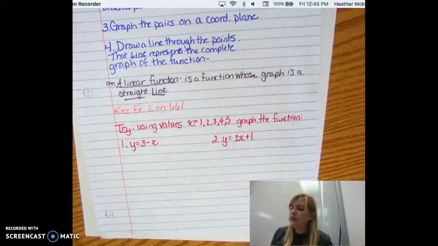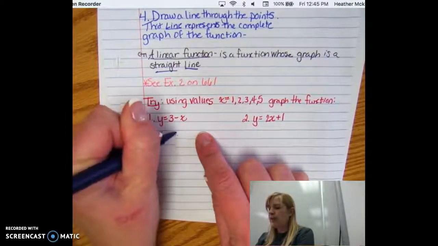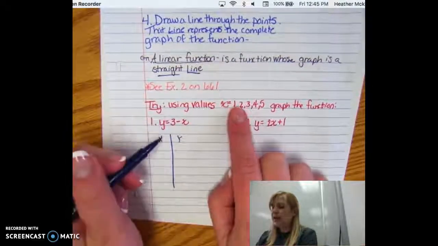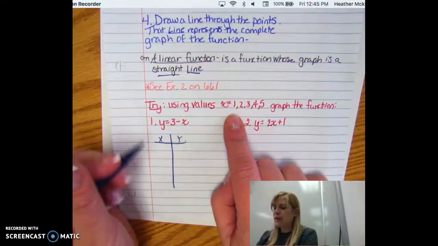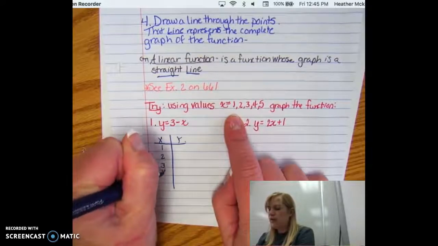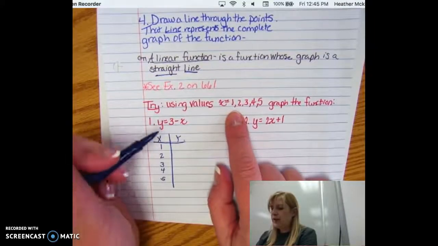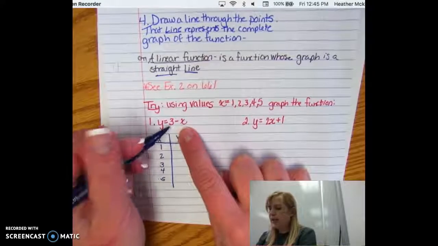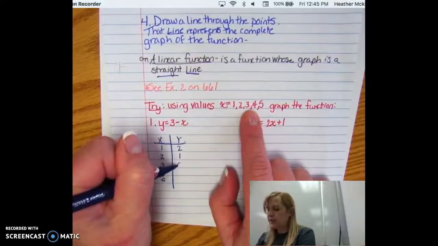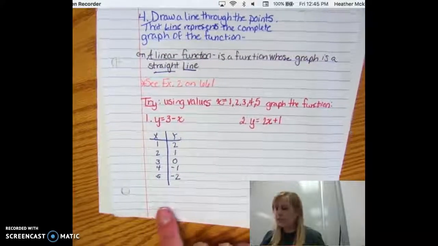All right, so what we are going to do is make an X, Y table, and we are going to use these values, and then we are going to graph them. So we know that we're going to put in 1, 2, 3, 4, and 5 and see what it equals. So if this is 3 minus 1, we're going to get 2. 3 minus 2, 1. You see where we're going here, 0, -1, -2. Okay, that'll be our first one.